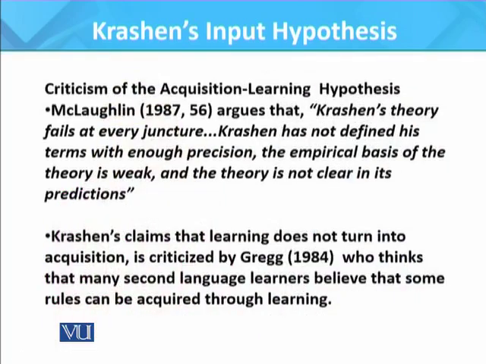This hypothesis has received a lot of criticism as well, and among the important critics is McLaughlin, who argues that Krashen's theory fails at every juncture. Krashen has not defined his terms with enough precision. The empirical basis of the theory is weak, and the theory is not clear in its predictions.